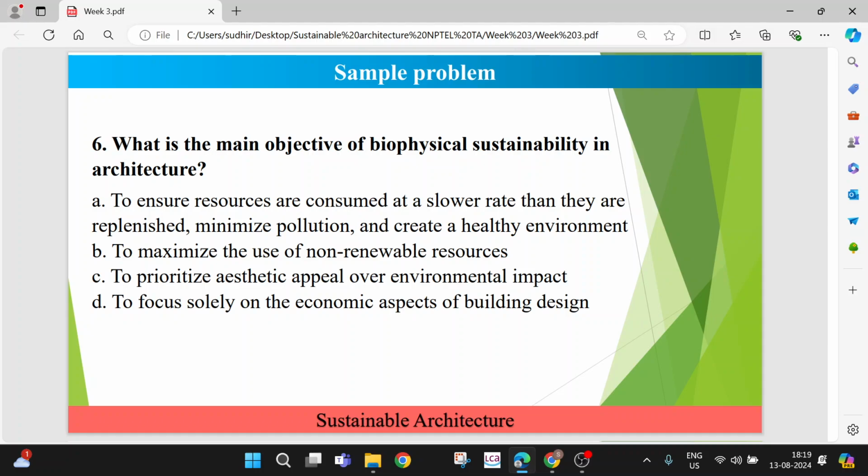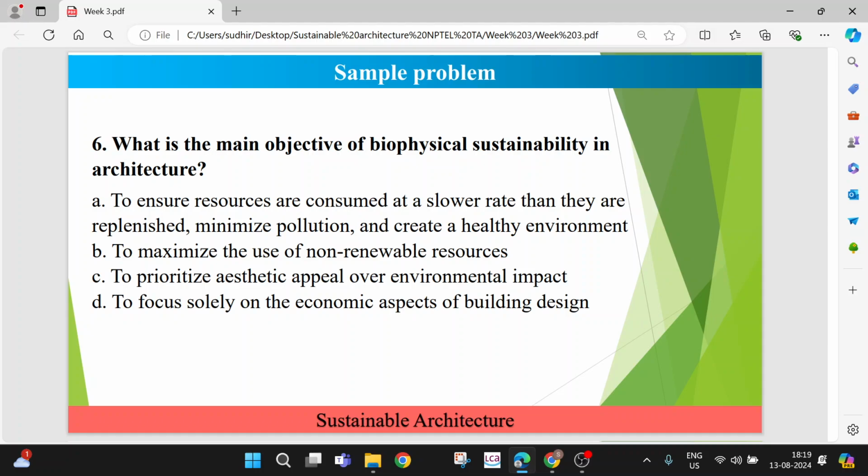Okay, so for this question, A is the right answer. The main objective of biophysical sustainability in architecture is to ensure resources are consumed at a slower rate than they are replenished, so that it will help in minimizing pollution and creating a healthy environment. So can we move to the next question, question number 7?